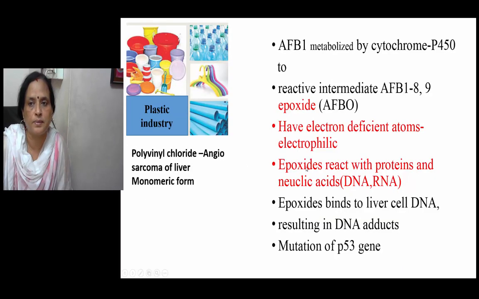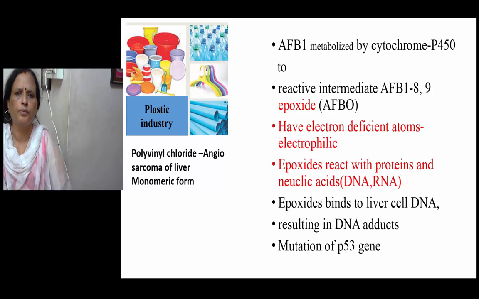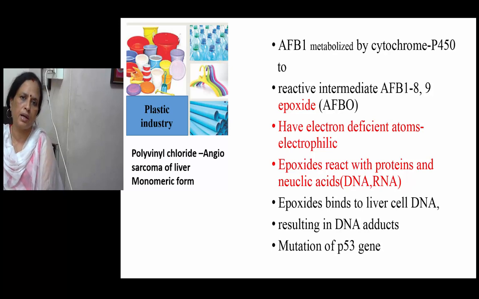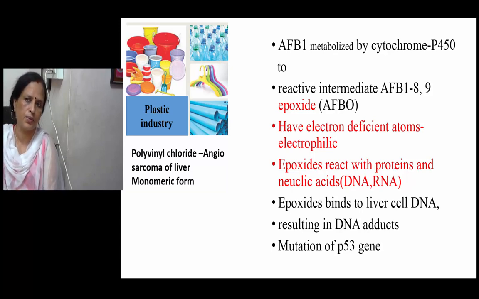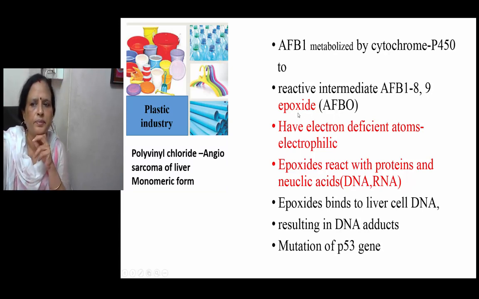Okay, aflatoxins. What happens to these aflatoxins? B1, we said aflatoxin B1. So that is metabolized by cytochrome P450, exactly like how the polycyclic aromatic hydrocarbons get converted to the ultimate carcinogen, how epoxides are produced. So aflatoxin B1 is metabolized by cytochrome P450 to a reactive intermediate, B1 8,9 epoxide. That is, epoxides are formed.